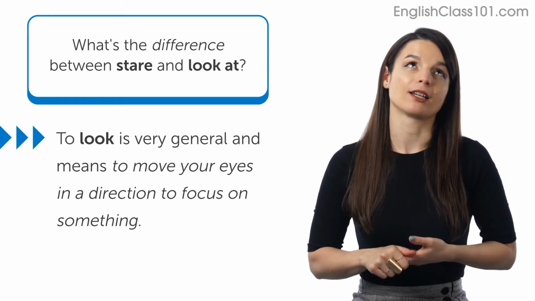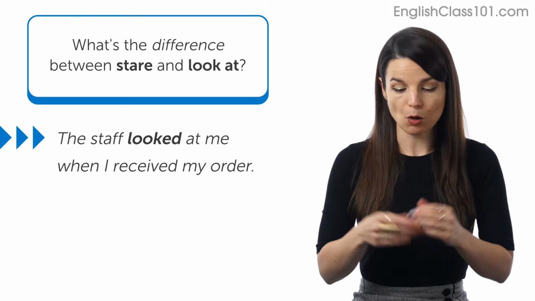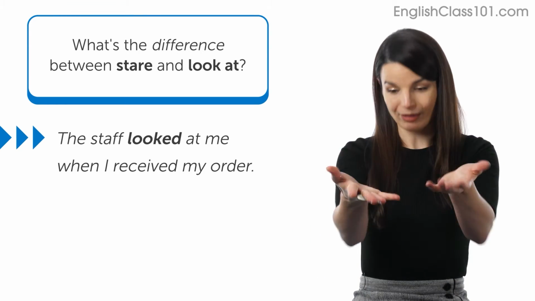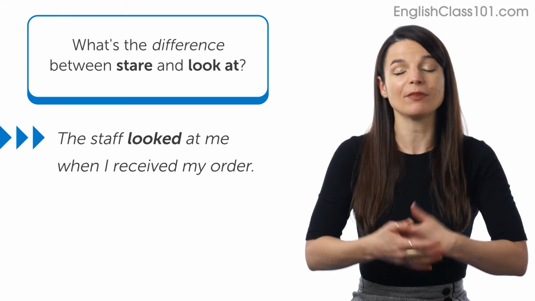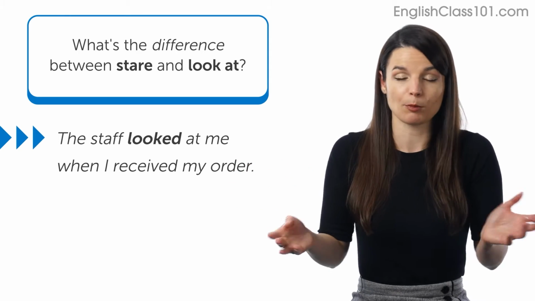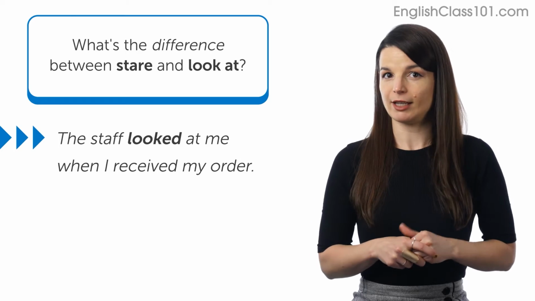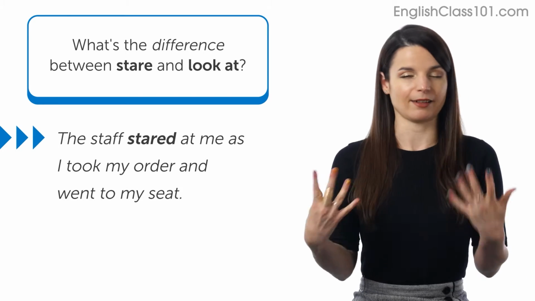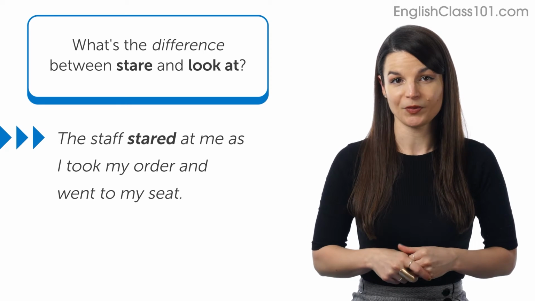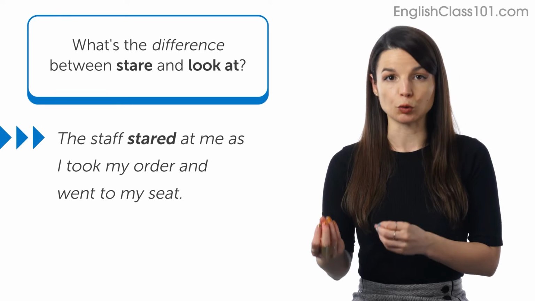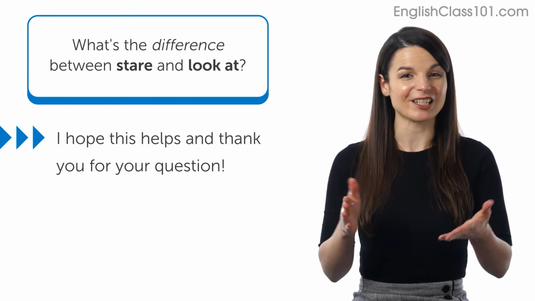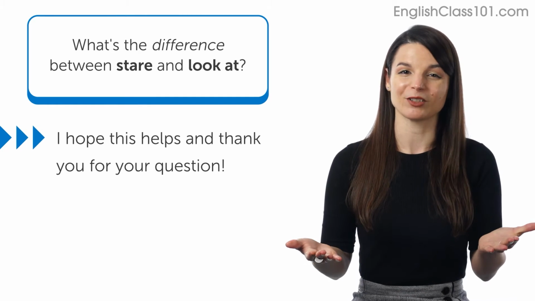So if I said, for example, the staff looked at me when I received my order, it sounds totally normal, right? Like you look at the person when you give them something, right? In that sentence, it sounds totally normal, like a normal situation. If I said the staff stared at me as I took my order and went to my seat, it sounds like it's a little bit uncomfortable. So this is the difference between to look and to stare. So I hope this helps you understand the differences between these two verbs. Thanks very much for the question.